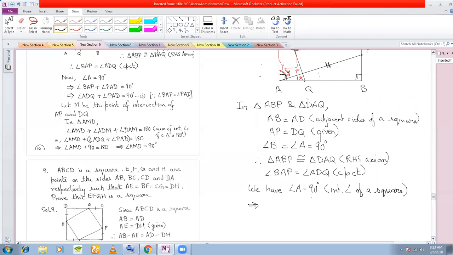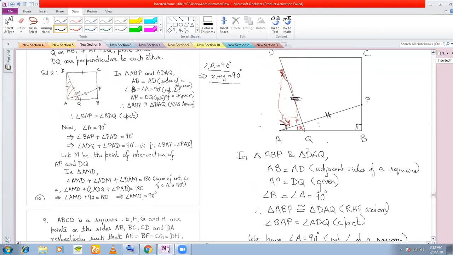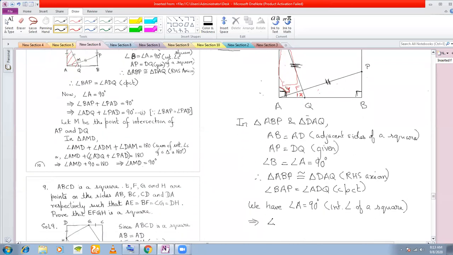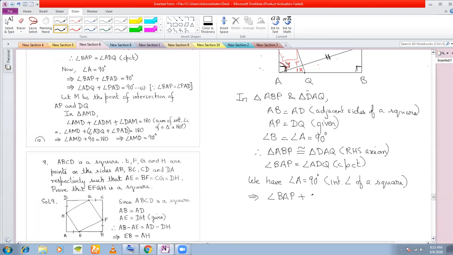Next, angle A is nothing but the sum of which two angles? Angle BAP, X and Y. No, I'm not denoting by X and Y. X and Y was only to make you understand. So we write angle A as angle BAP and the other angle is PAD. The Y angle that I have denoted, that is your PAD, is equal to 90 degrees.